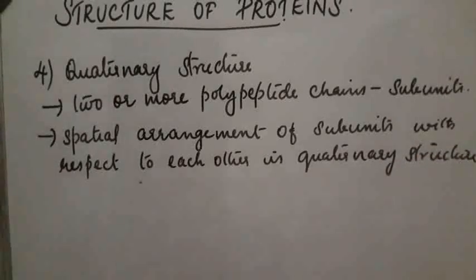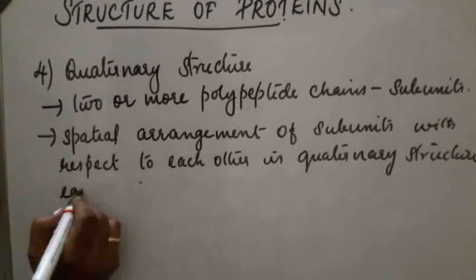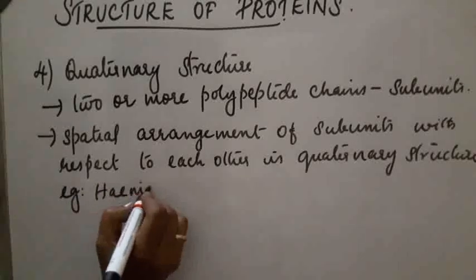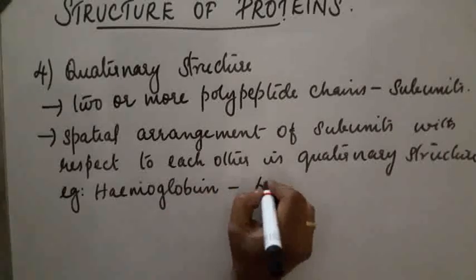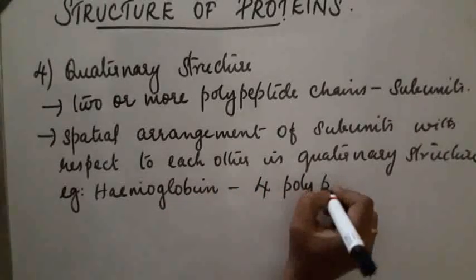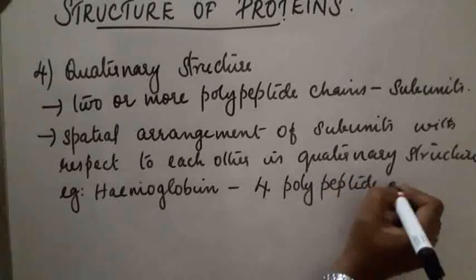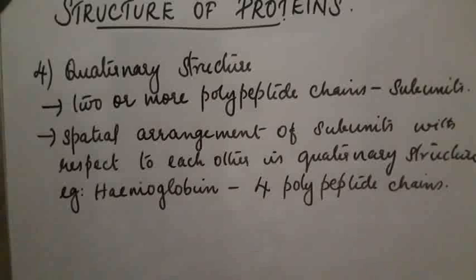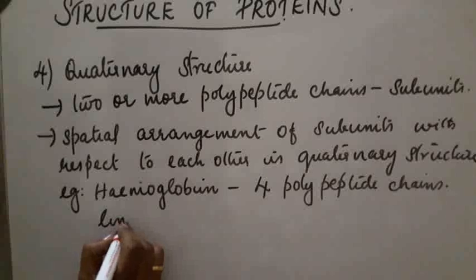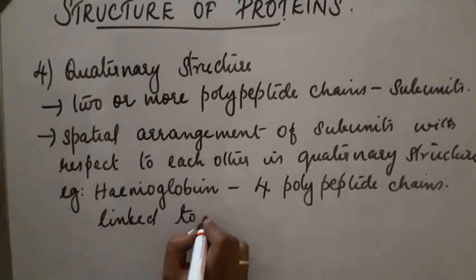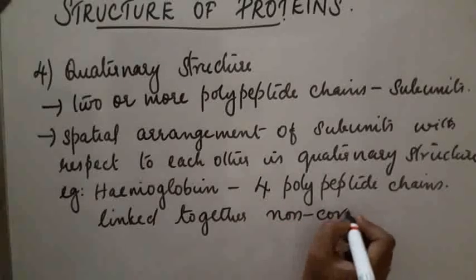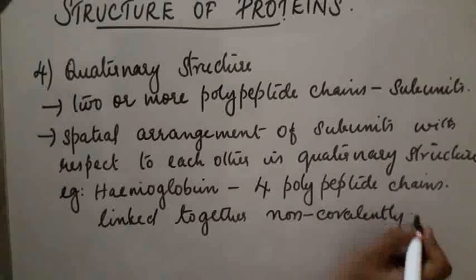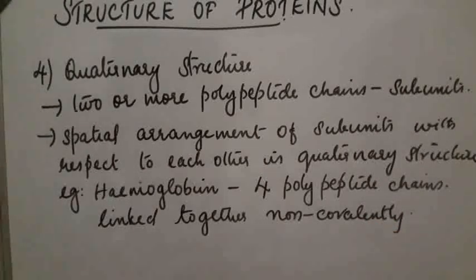Example, hemoglobin. Hemoglobin contains 4 polypeptide chains. These are linked together non-covalently. So this much about the structure of proteins.